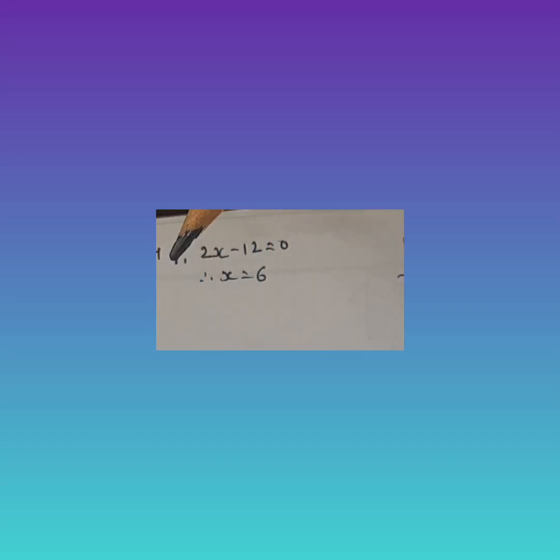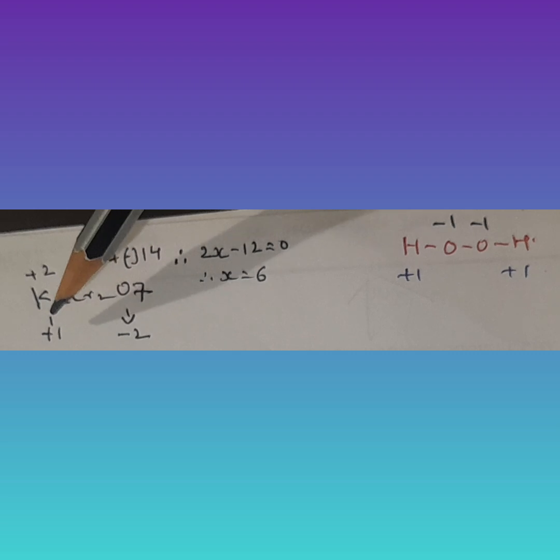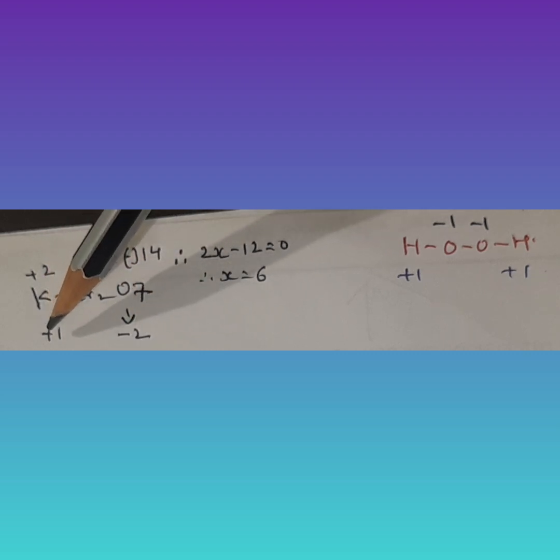Okay guys, now let's try and understand balancing of redox reactions. Initially, let's see how we can find the valency of an unknown element. Suppose potassium dichromate is our example, K2Cr2O7, where we are supposed to know the valency of potassium and oxygen. We know oxygen is -2 and potassium is +1.